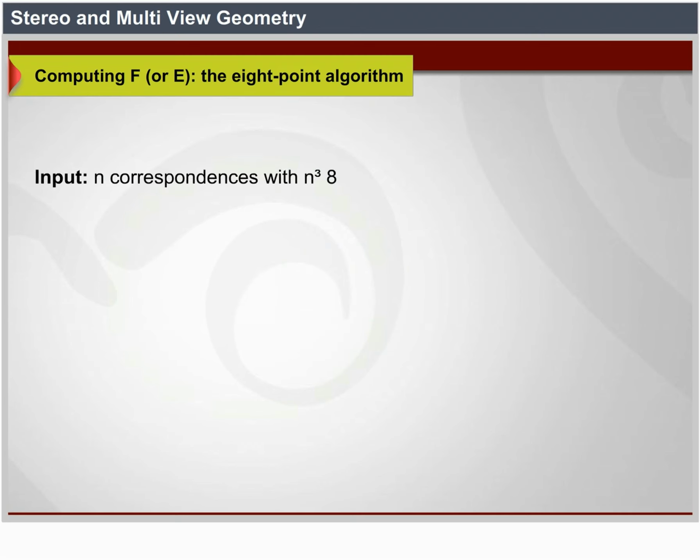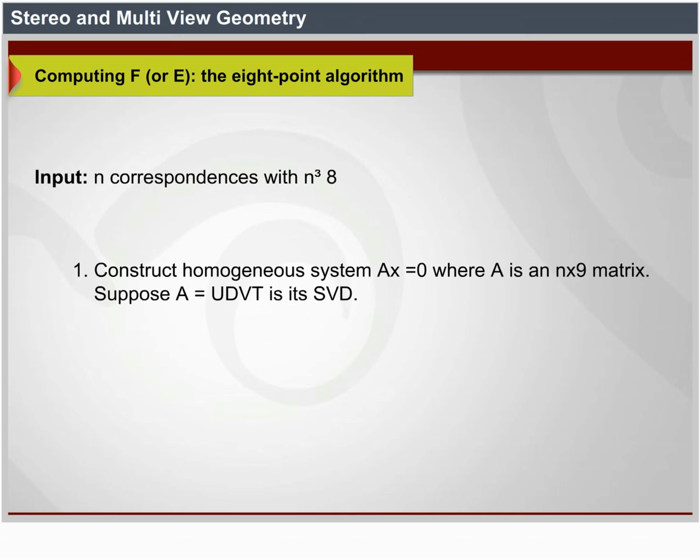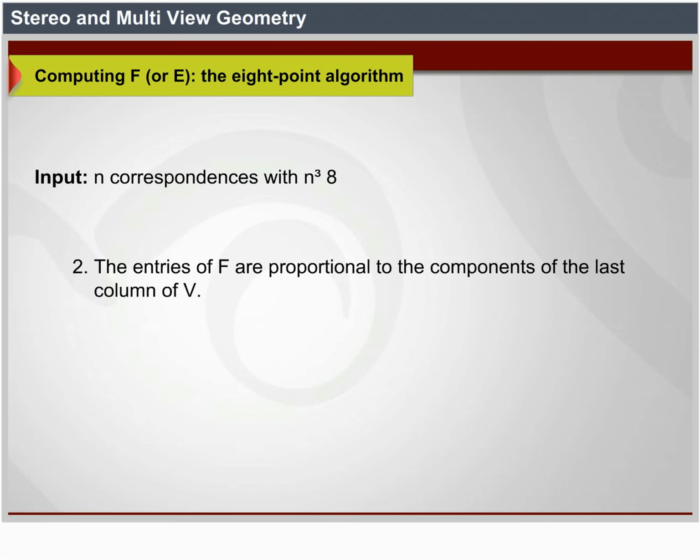Input: n correspondences with n greater than or equal to 8. Construct the homogeneous system AX equals 0, where A is an n by 9 matrix. Suppose A equals U D V transpose is the SVD. The entries of F are proportional to the components of the last column of V.